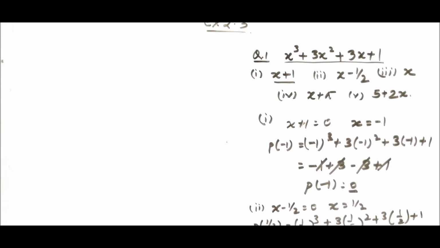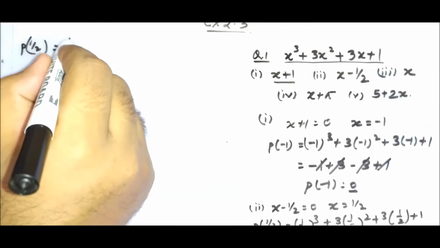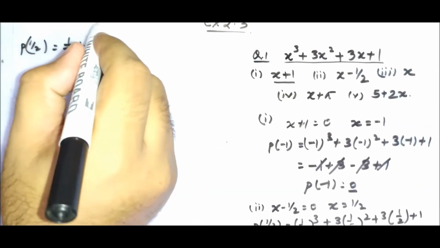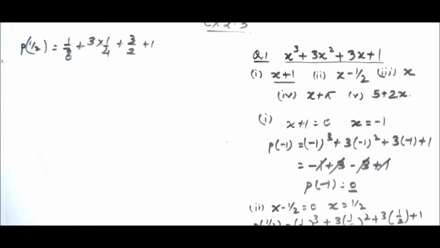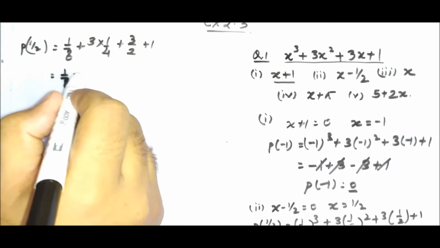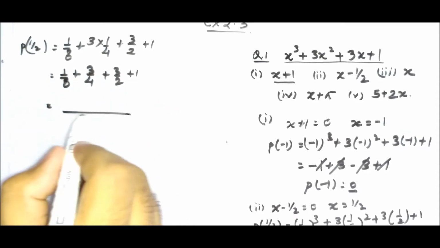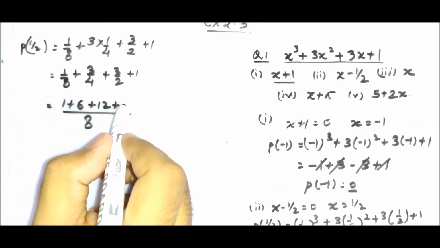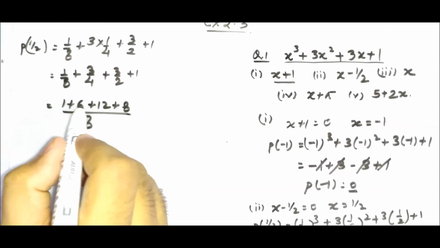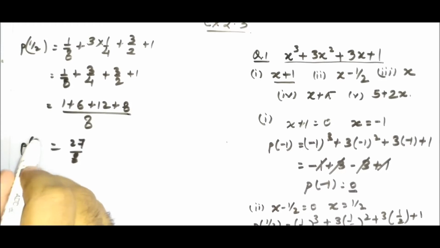Now when you further solve this, p(1 by 2) is equal to 1 by 2 cube, which is 1 by 8, plus 3 into 1 by 4, that is 3 by 4, plus 3 by 2 and plus 1. Now 1 by 8 plus 3 by 4 plus 3 by 2 plus 1. Let's get the LCM. LCM will be 8: 1 plus 6 plus 12 plus again 8 here. That will be 7, 7 plus 12 is 19, 19 plus 8 is 27 by 8. This will be the remainder. I hope you understood the concept here.